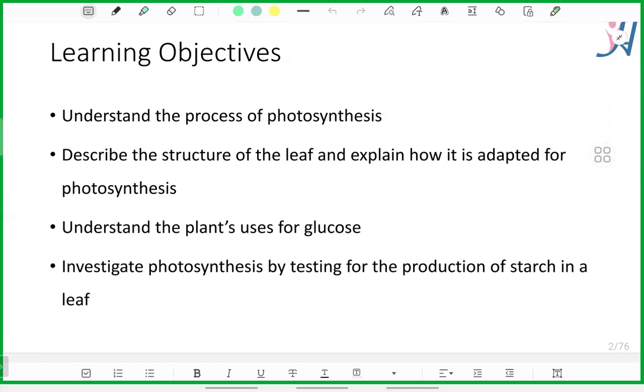And for the second part, I will be explaining the plant's uses for glucose. After plants photosynthesize and produce glucose, how is that glucose used in the plant? Also, we will investigate photosynthesis by testing for the production of starch in a leaf with varying factors, including temperature or light intensity, chlorophyll, and carbon dioxide concentration.